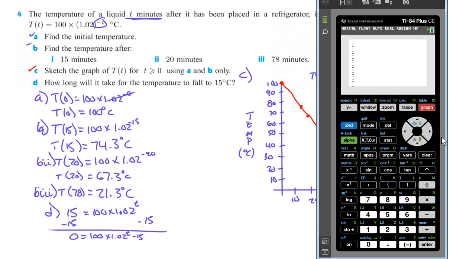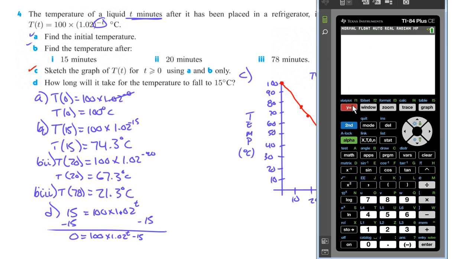Okay, and then we push graph again. You don't have to because you could already see it, but it's just so that it looks a little nicer, just for my own satisfaction. Okay, there we go. So it looks like it's pretty close to about 100. So let's calculate what it is. We're going to do second trace, find the intersection.